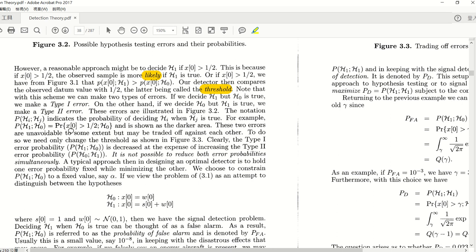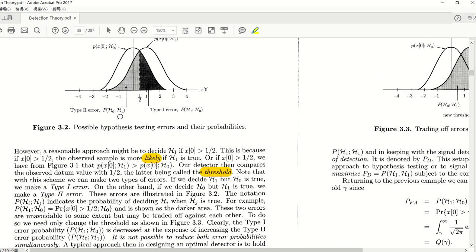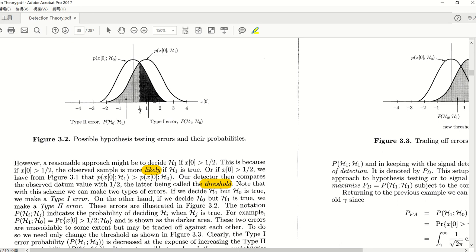When x is larger than 1/2, we are making a decision of h1. Think about it: we are deciding h1, but in fact it's h0. So the probability, conditional on h0, that we get a sample larger than that is when we make mistakes. That's this dark area. That's when we make a type 1 error.